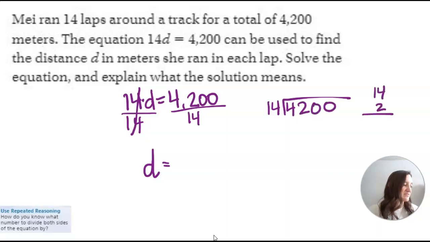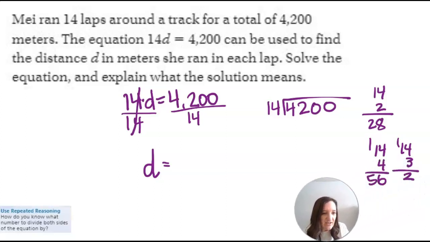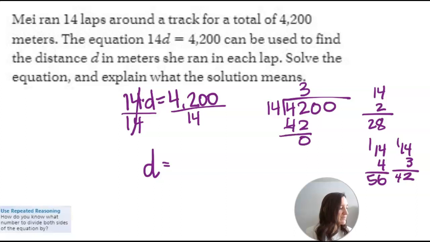14 times 2 is 28. 14 times 4 is 56. Too much. 14 times 3 is 42. Oh, that's perfect. I love that. Okay, but we still need to bring up those zeros as well. So D equals 300.